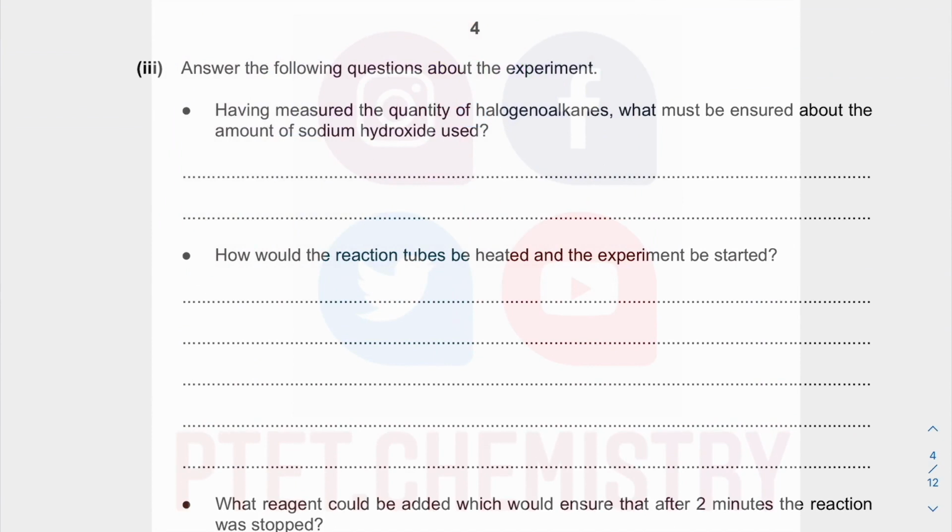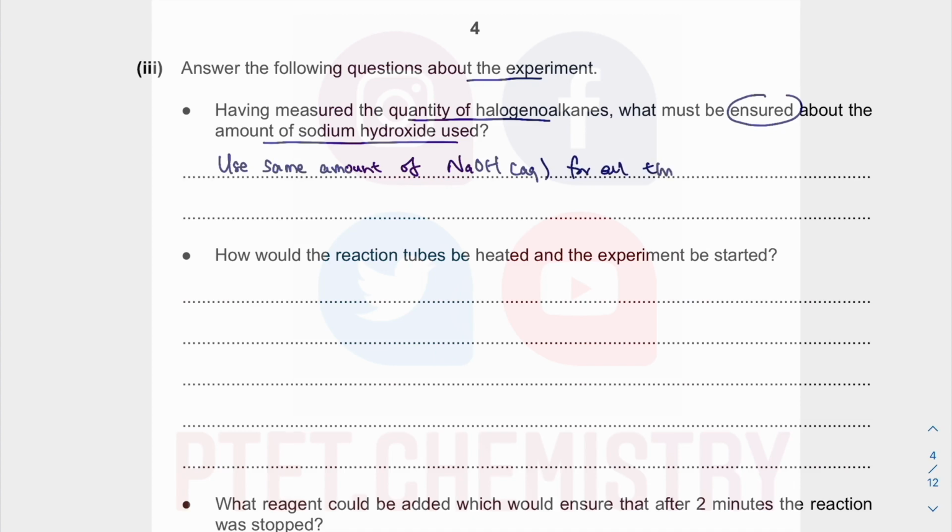So the next bit is about the experiment again. Having measured the quantity, you now know how much you need. What must be ensured about the amount of sodium hydroxide used? Alright, that is not what we are changing. We want to make sure that it is the same throughout your whole different experiments. So we have to use the same amount of the sodium hydroxide each time, because if you use a different amount each time, then you're not doing fair testing. Yeah, aqueous, for all three haloalkanes.